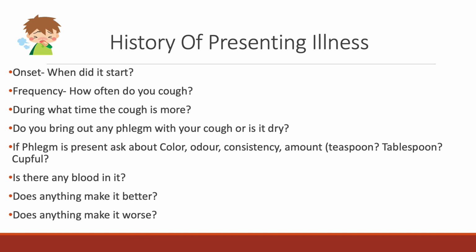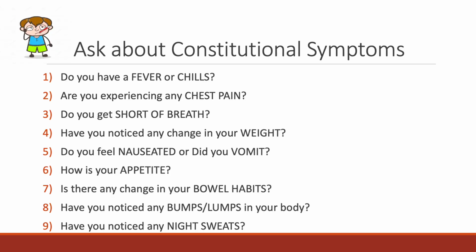Then you can ask about the associated symptoms, that is the constitutional symptoms. Did you have any fever? Did you have any chills? Are you experiencing any chest pain? Do you get short of breath? So whenever it comes to questioning the patient, make sure you ask one symptom at a time. Okay, that's very important, because if you ask multiple questions at a time, like, do you have fever, chills, or chest pain, the patient will just answer you for chest pain, and the patient will just forget about fever and chills, right? So every time, to take adequate information from the patient, be specific in your question.